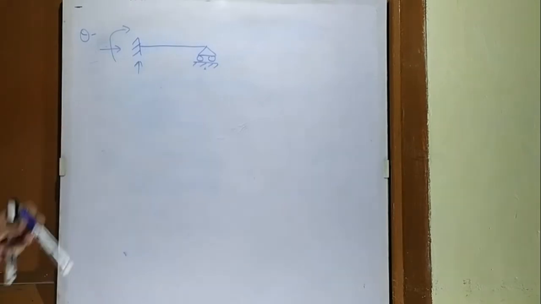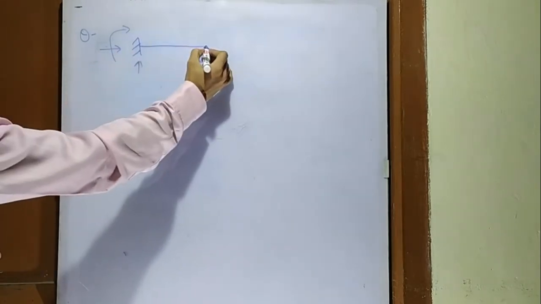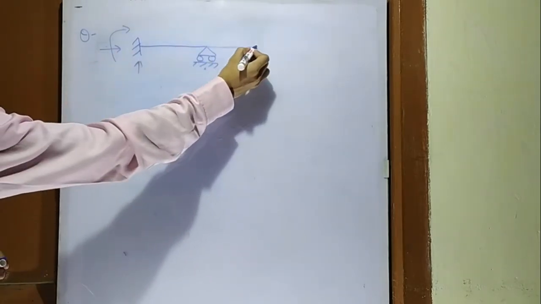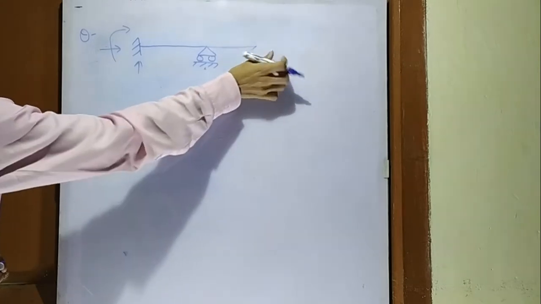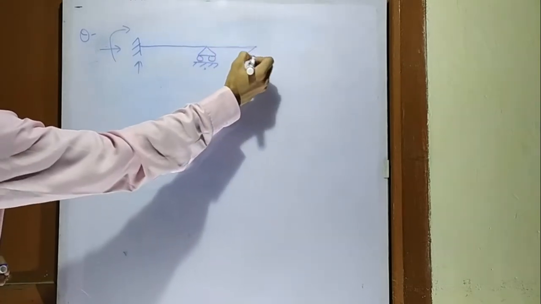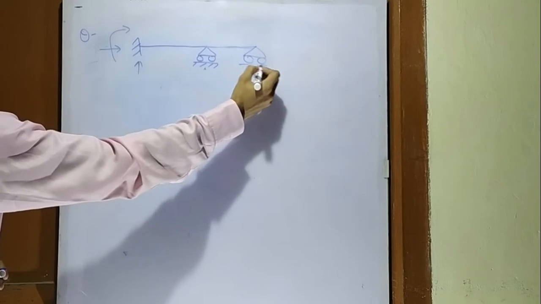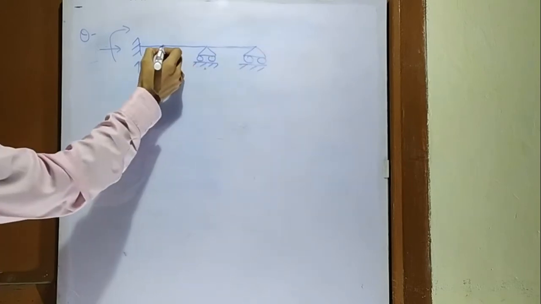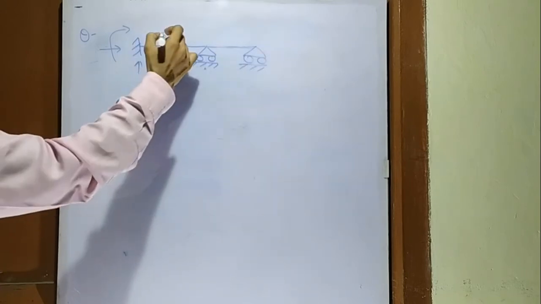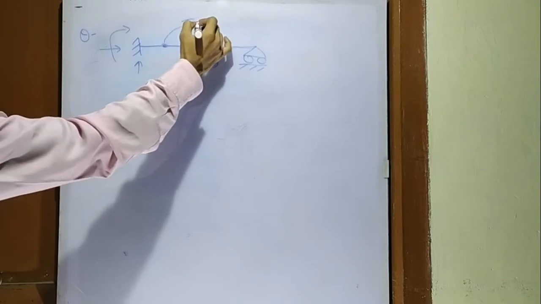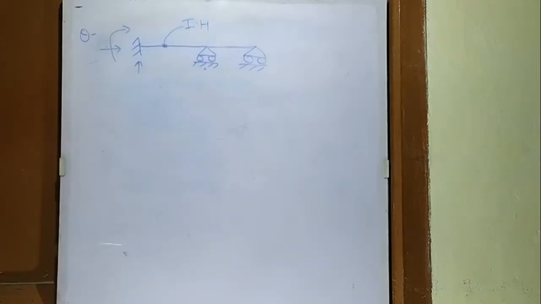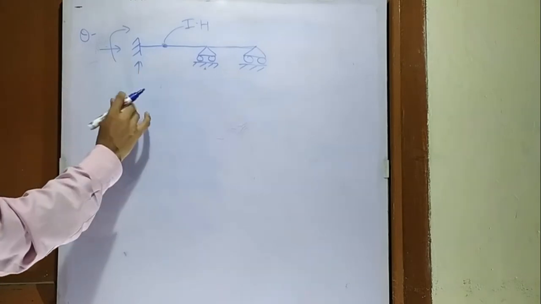Okay, we will just modify this question further. Let us take another roller support at this point, and here we will just put a hinge. This is an internal hinge. Okay, so now in this case, how many reactions are there?